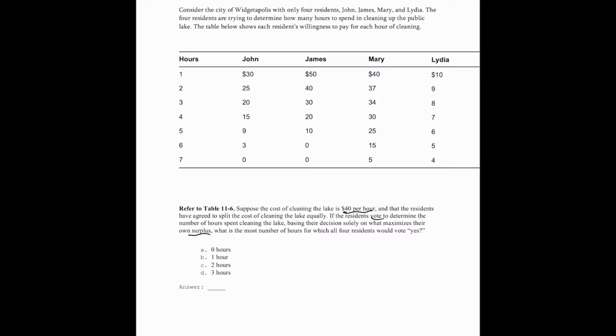So then it's $40, but they're going to split it equally. So then it's 40 divided by 4, which is equal to 10. So then we need to look for all of the values here which are greater than 10. But they're going to go ahead and vote, right? And the only way they're going to get that vote is if every single one of them votes yes. So this is greater than 10, greater than 10, greater than 10, greater than 10. The second hour, John's is greater than 10, James is greater than 10, Mary is greater than 10, and Lydia's is not. So then we're just going to stop at 1 hour. Okay.